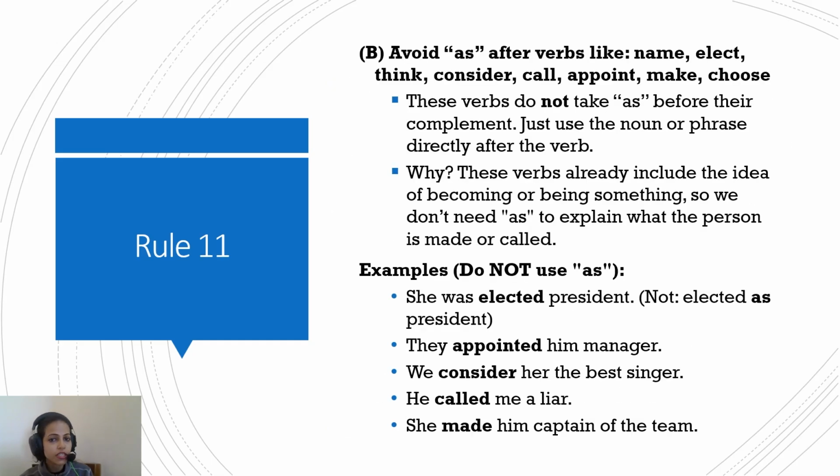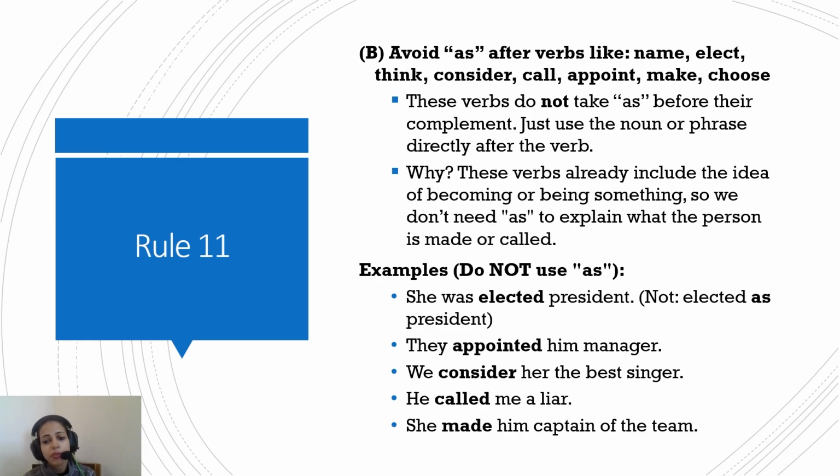And where to avoid the word as, when you're using verbs like name, elect, think, consider, call, appoint, make, choose. These words do not take as before them as complement, because they already include the idea of becoming or being something. So they don't need as to explain what the person is made or called. So let's try to understand this with some examples.